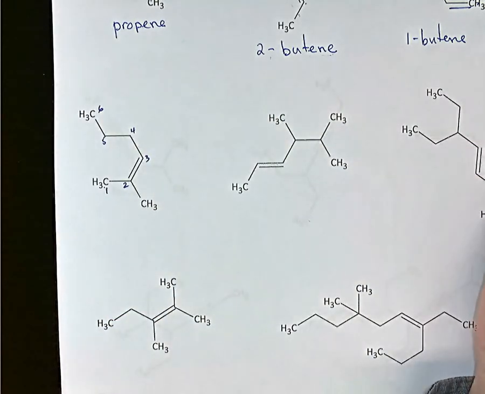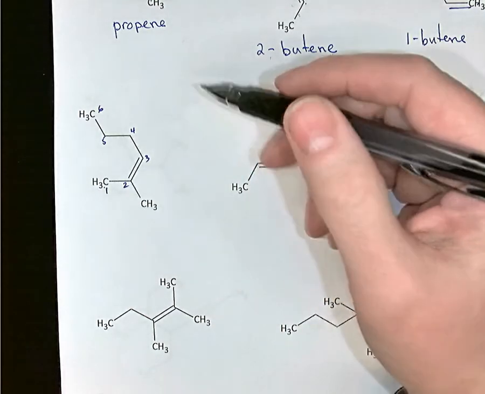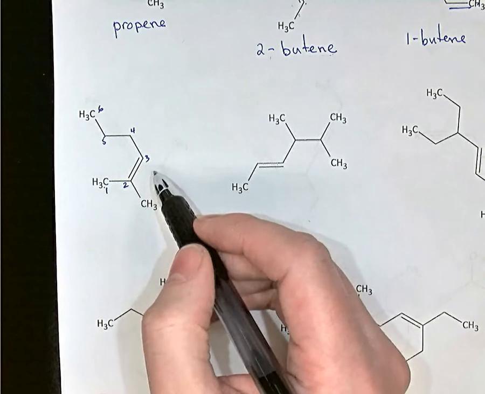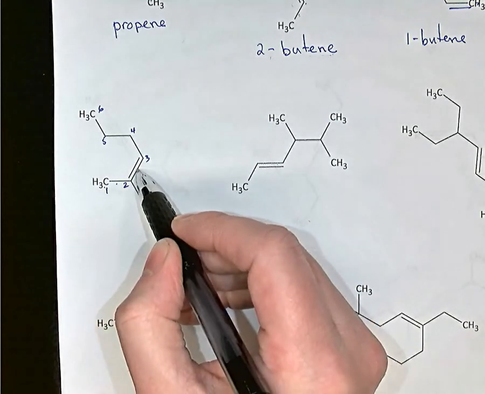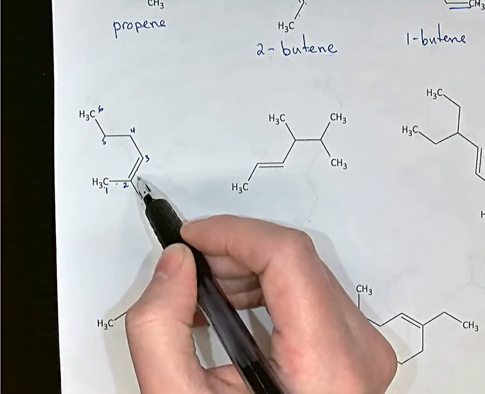If it were an alkane, we would say hexane. Because it's an alkene, we'll say hexene. Now where is the double bond? It's not the first bond, it's the second bond. So this would be 2-hexene.